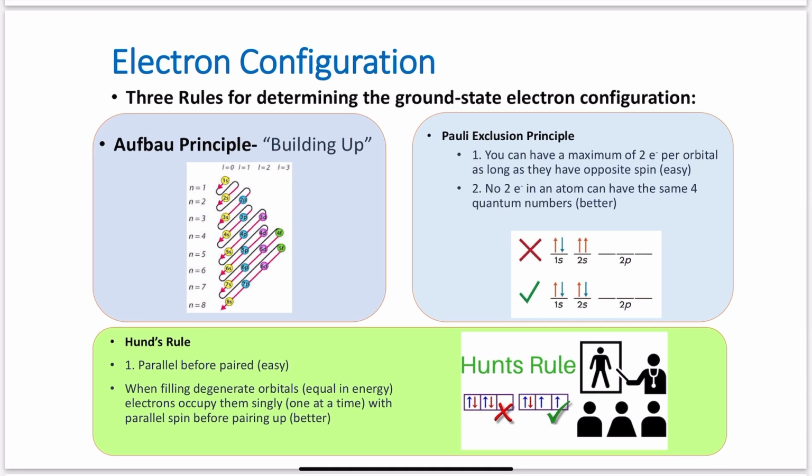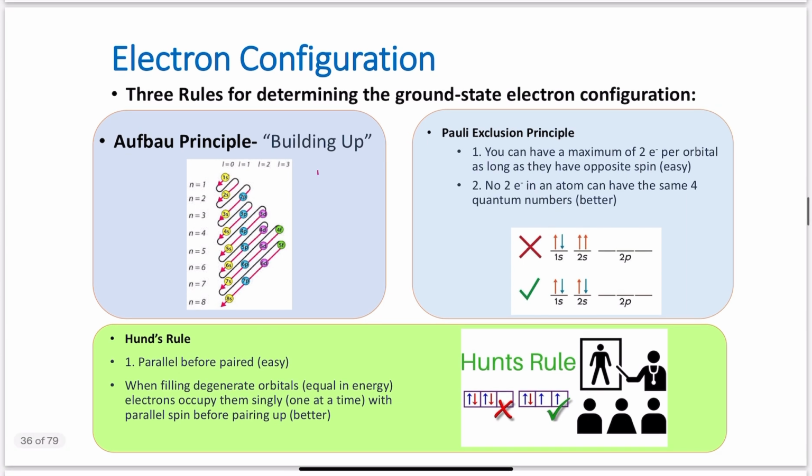So, three rules for determining the ground state electron configuration. First is the Aufbau principle. This is the idea of building up. What this means is that we always have to fill those lower energy levels before we can fill the higher energy levels. If you are building a house, you have to put the bricks at the bottom before you put the bricks on the roof. It's just the way life works. You have to build up. Lower energy first, filled up before you fill up the higher ones.